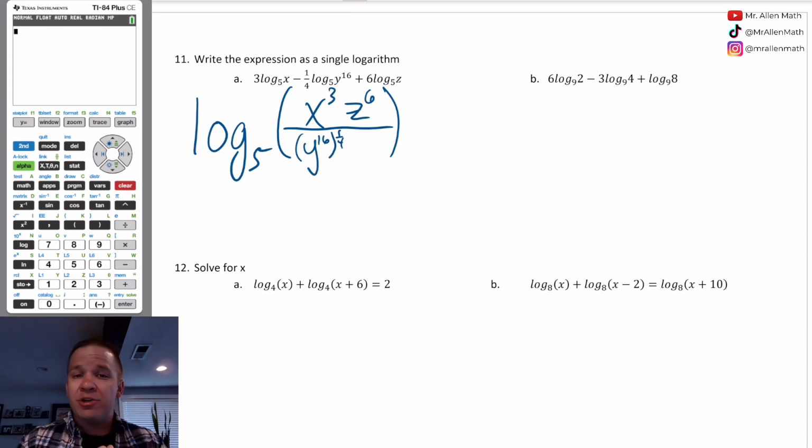The first subtraction sign does not have any bearing on that last term there, the 6 log base 5 of z, because it's not going to be distributed, right? If there were parentheses around that and you had to distribute the negative, then yeah, the z to the 6 would be in the denominator. But that's not the case.